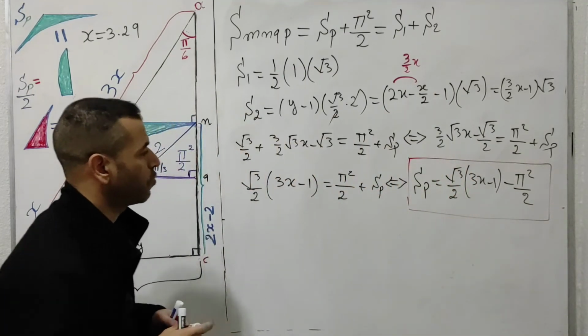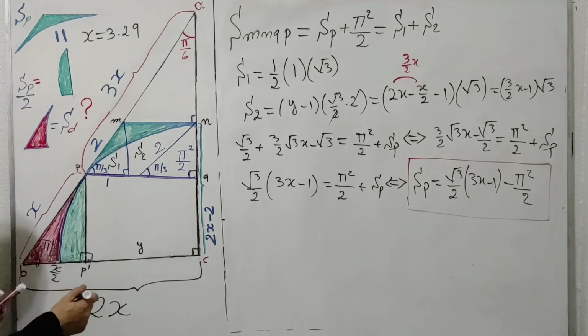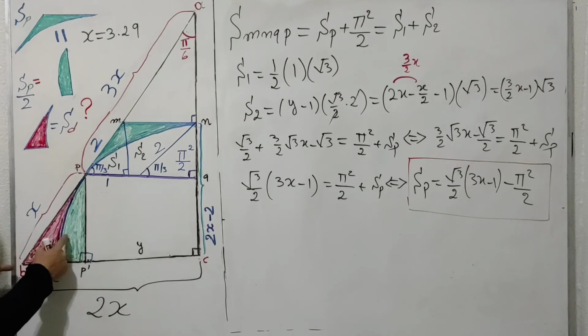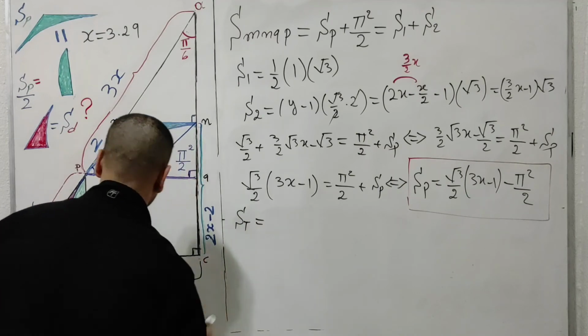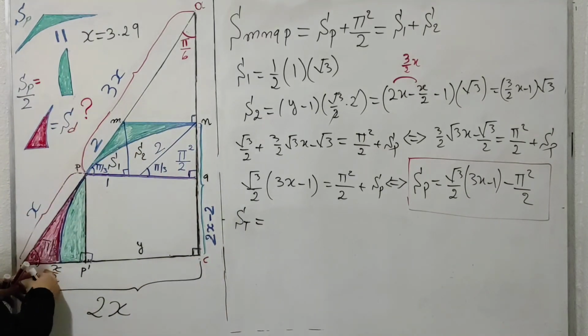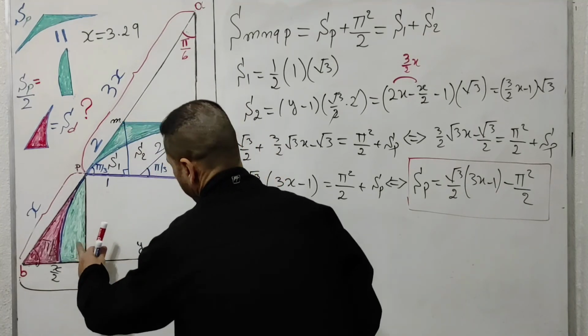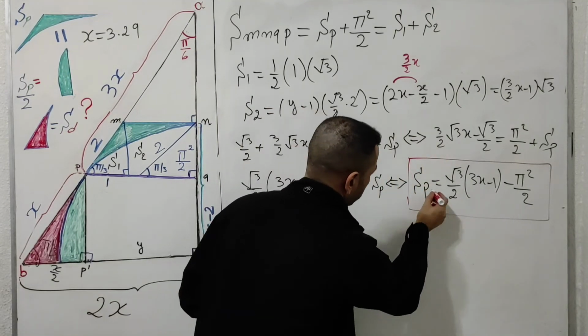Now I found the value of sp. Now let's move on to calculate sp in a different way. If you take a look at this triangle, it is a component of two parts, the red area and the green area. The green area equals sp over 2. So let's call this area st, equal to this area in the red, which is the shaded area we need, plus this area, which is sp over 2. I'm going to divide both sides by 2.